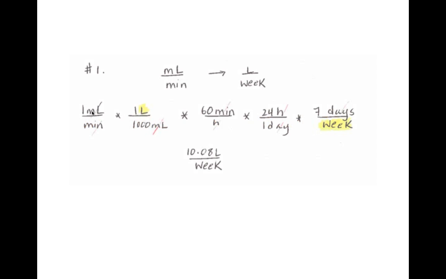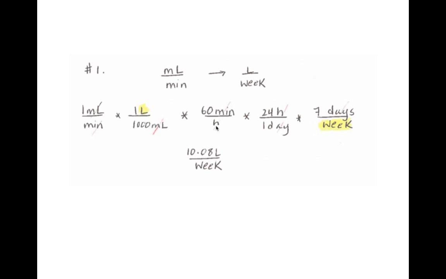The first thing I did was I decided to get rid of the milliliters and change them into liters. I know that 1,000 milliliters is 1 liter. So you'll notice this crossed off and I had my liters. So that took care of the top part. Now I've got the liters done, but now I need to change the minutes into weeks. So the first thing I used was minutes to hours, because I know that 60 minutes is an hour, and I cross off the minutes.